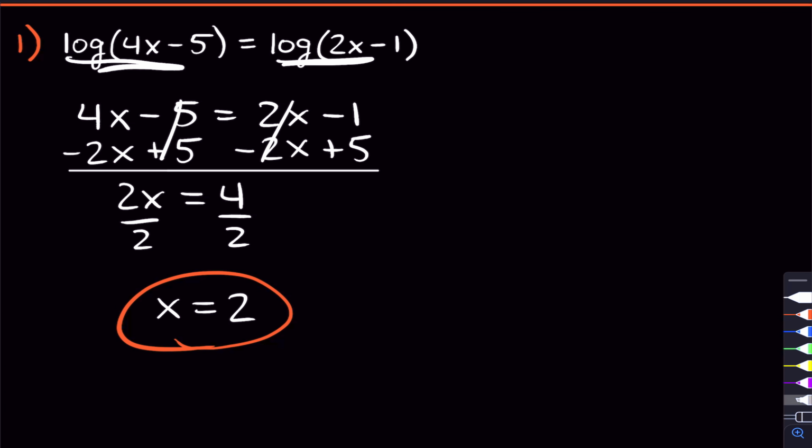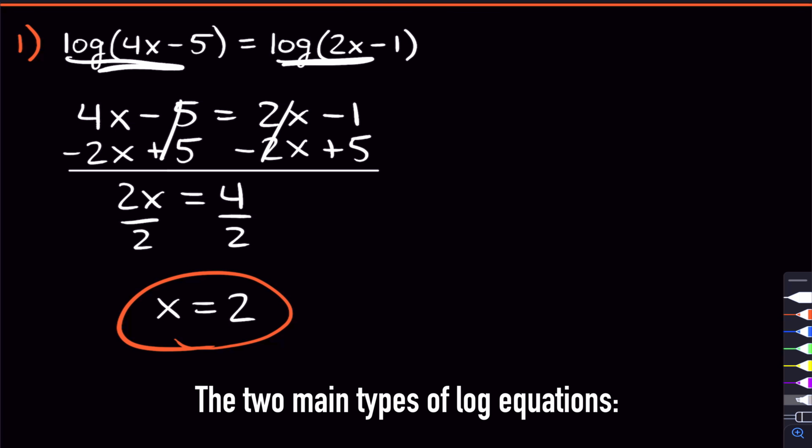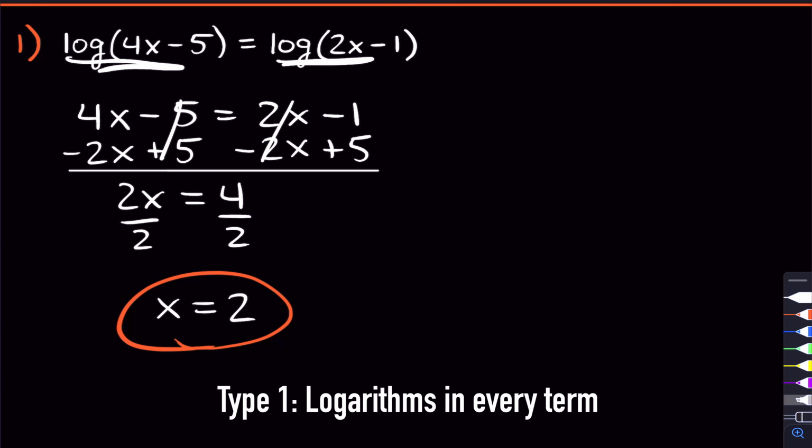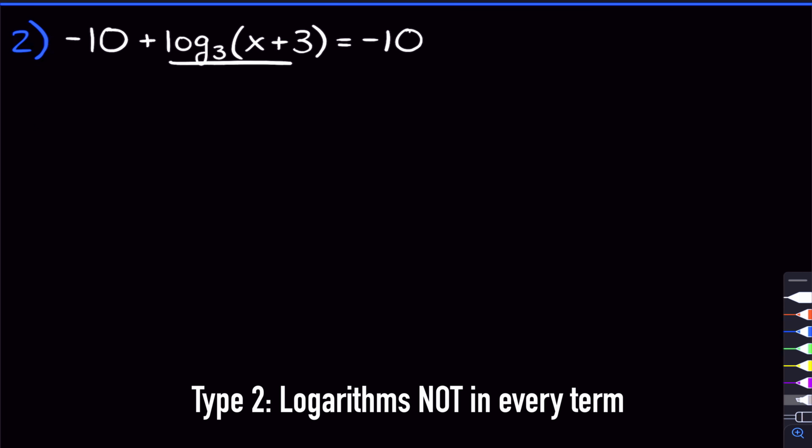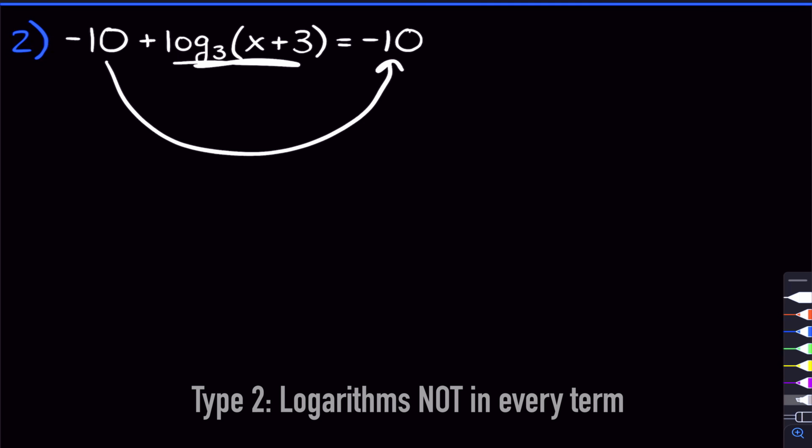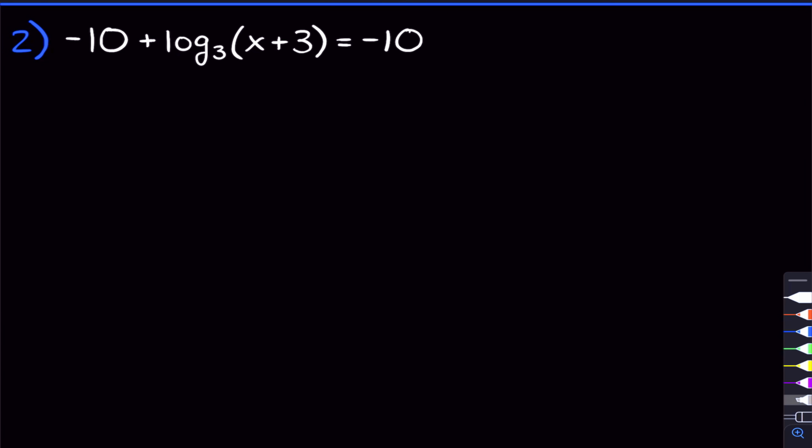Problem 1 and problem 2 make up the two main kinds of problem types that you can see with log equations. You can either have everything be a log, in which case your goal is going to be to get a log on one side and a log on the other side. Or not all of your terms will be logs, only one of them was a log in this case. And when that happens, you want to isolate your log on one side and get everything else that's not a log to the other side. And so here that means we need to add 10 on both sides to get that 10 to the other side.